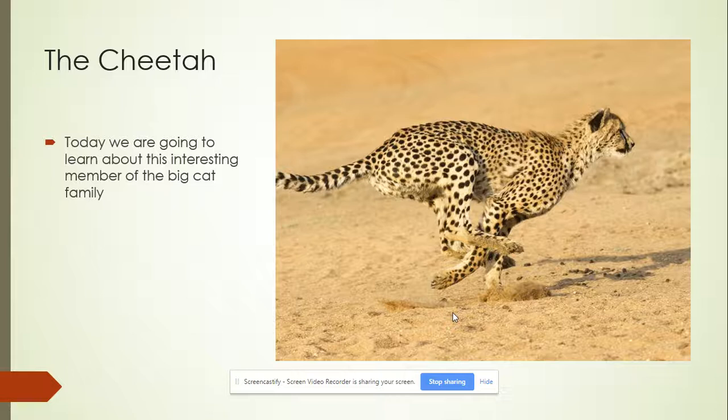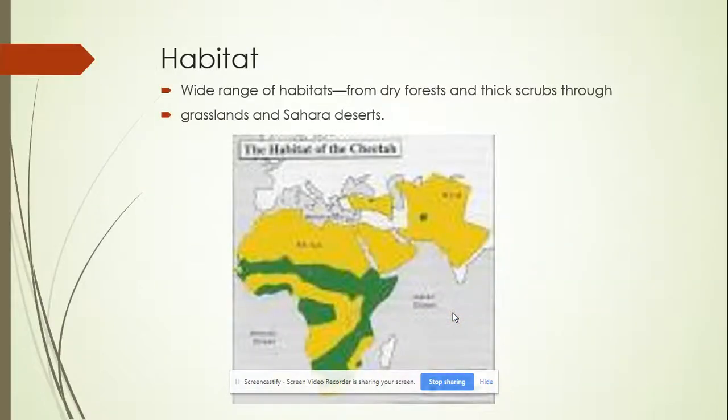All right, as you can see, the animal on this screen is pretty fast. We're going to learn some very interesting facts about this animal today. The habitat of this animal has been shrinking over time. As you can see from the map, it used to cover a much vastly different area than it does now. The yellow showing its former habitat, the green showing where it is located now. And then I have some traits up here of the habitat where you can find it.